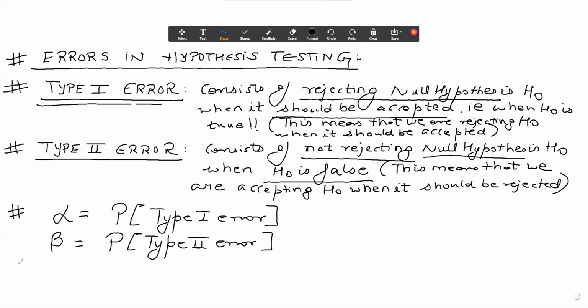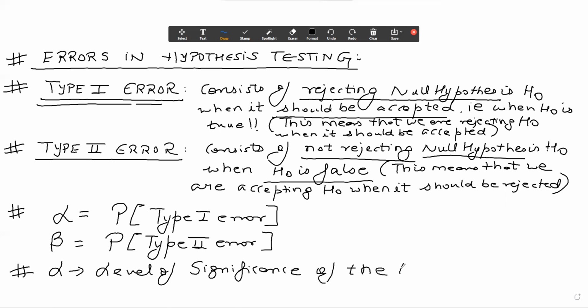Alpha is also called the level of significance. We have done this in interval estimation lectures also. Alpha is called the level of significance of the test. Now, level of significance means what? Guys, alpha is the probability of committing type 1 error, right? That means you are rejecting the null hypothesis when ideally it should be accepted. Now, if you reject the null hypothesis, it means your result is significant.